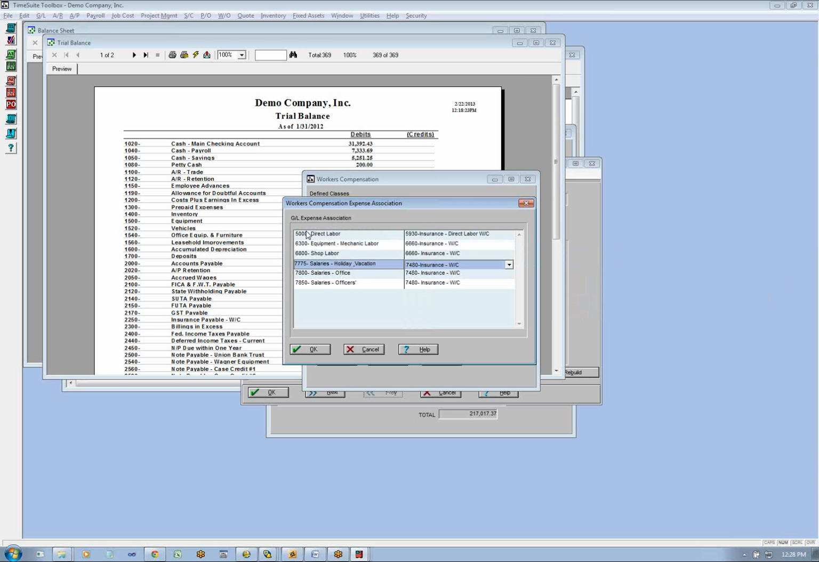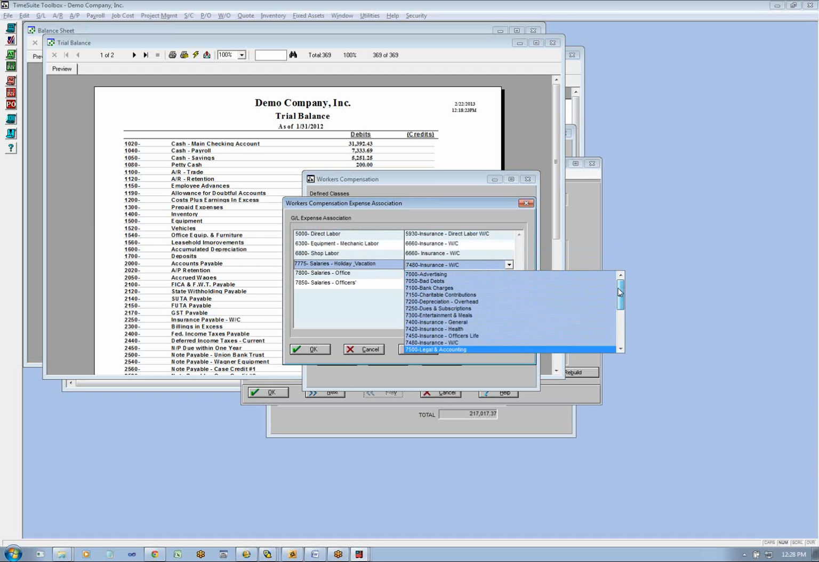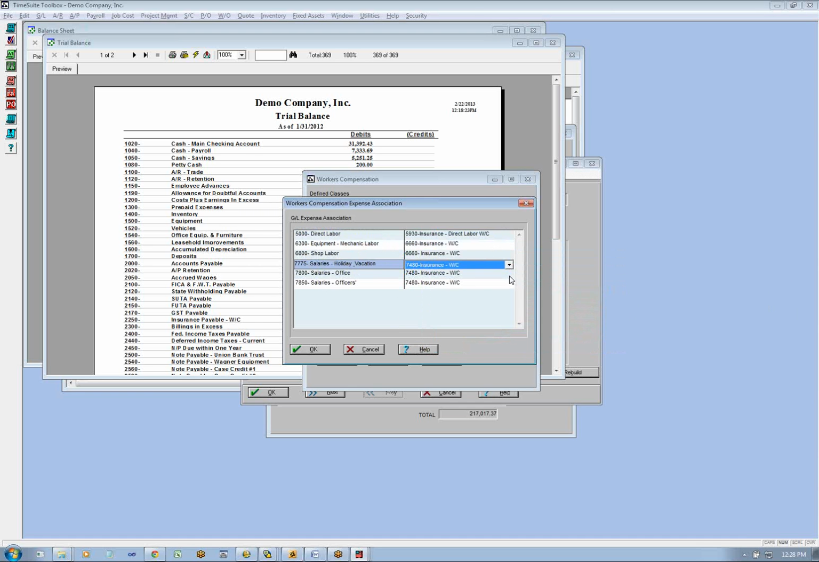And our convention is the 5s are direct, the 6s are indirect, and the 7s are G&A, right? So kind of an industry standard that we follow with our convention. We didn't really come up with that. That's somewhat of an industry standard. And so here for each labor account, we have where the workman's comp goes.